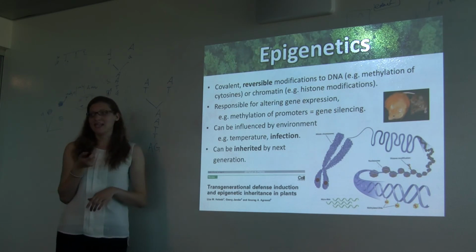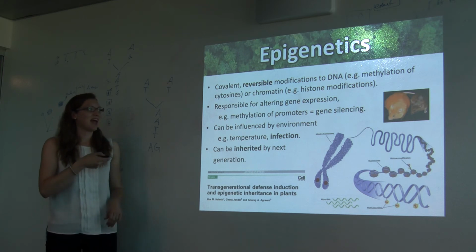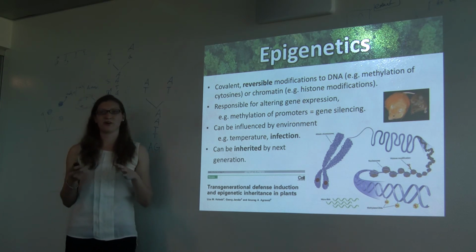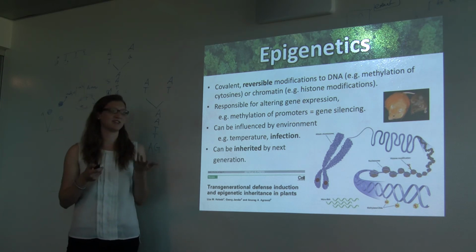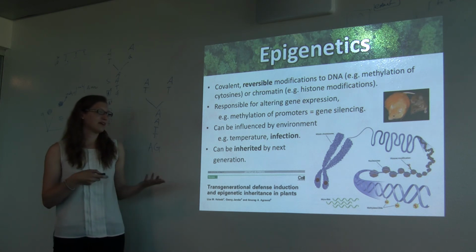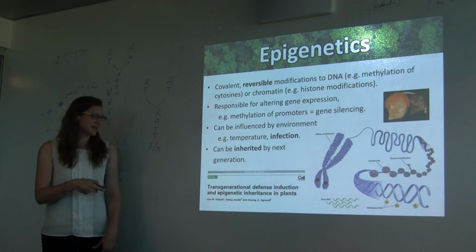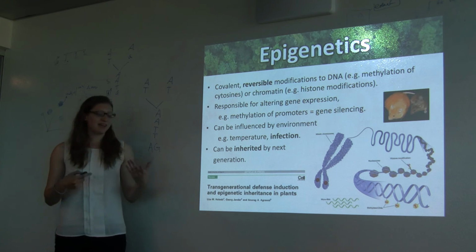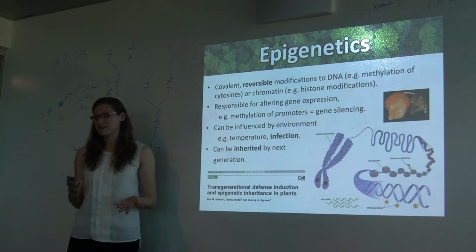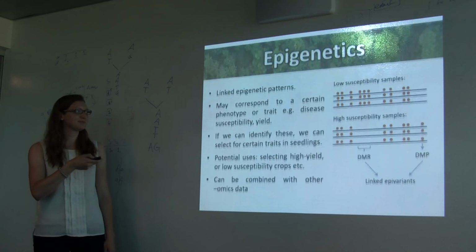So epigenetics is covalent reversible modifications to the DNA. These are responsible for altering gene expression. So, for example, methylation of promoter regions is linked to gene silencing. And these are influenced by our environment, and they're reversible. They can be inherited by the next generation as well, which is interesting for us because you can also get induced defense, like resistance in plants, and then this can be passed on to the next generation, which could be useful for us making a breeding population of resistant trees.